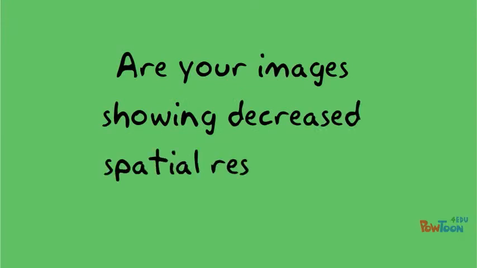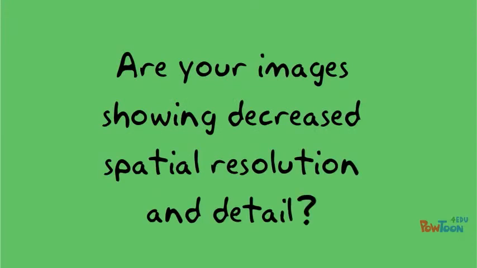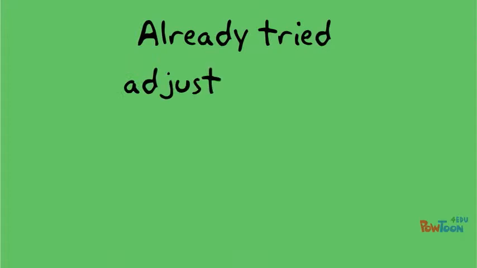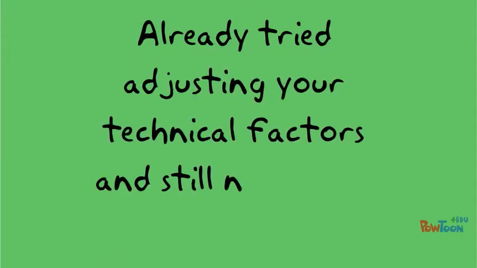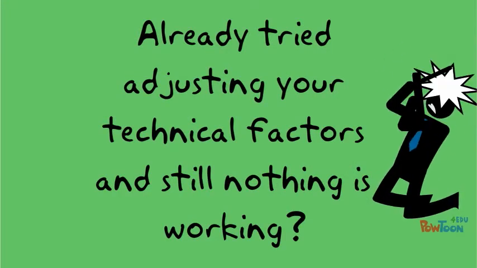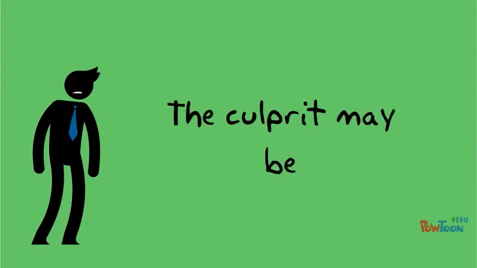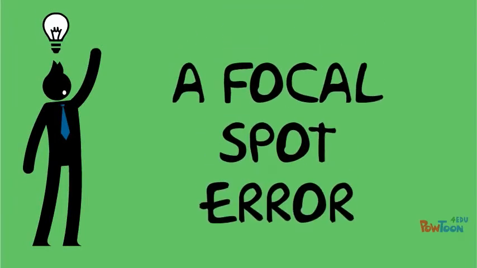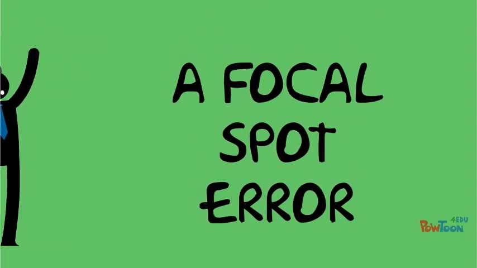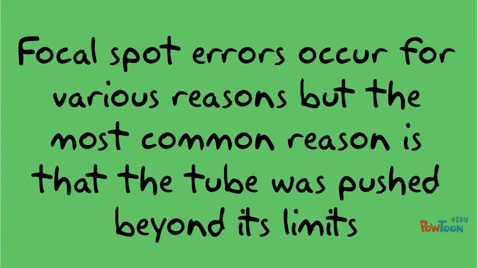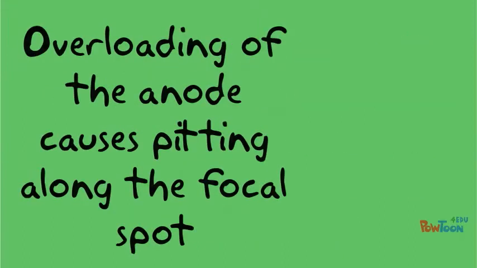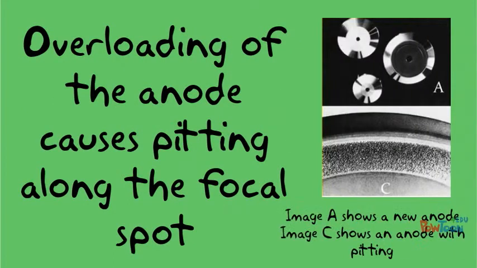Hint. Are your images showing decreased spatial resolution and detail? Have you already tried adjusting your technical factors and still nothing is working? Well, the culprit may be a focal spot error. Focal spot errors occur for various reasons, but the most common reason is that the tube was pushed beyond its limits. Overloading of the anode causes pitting along the focal spot.